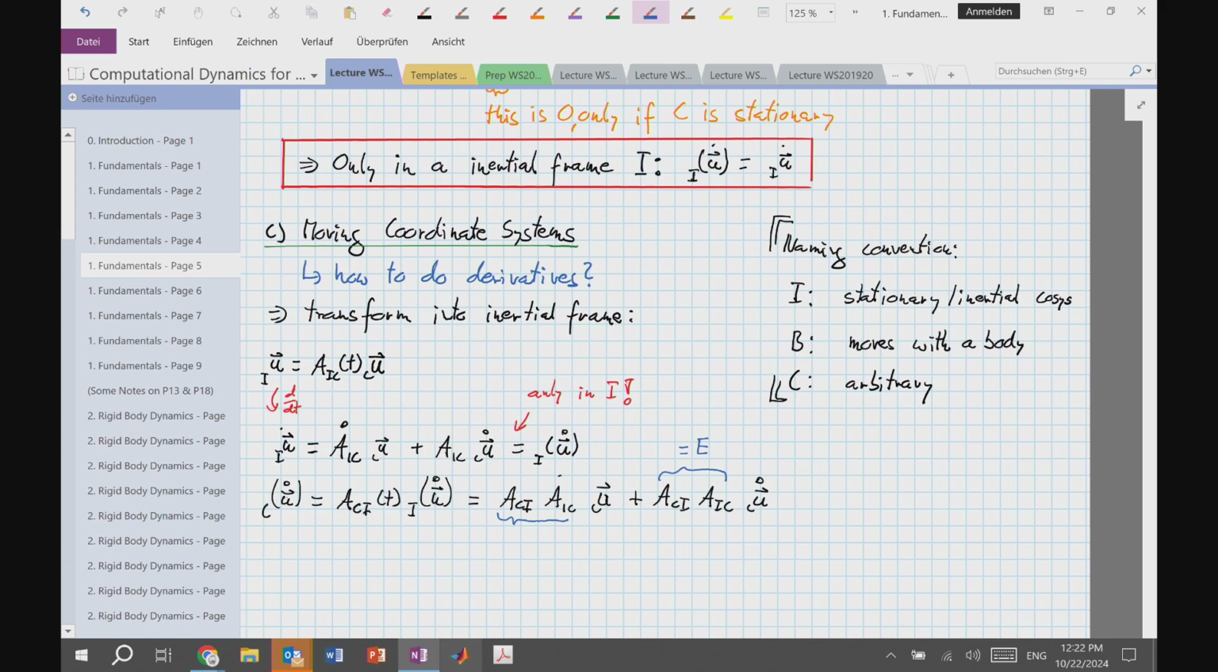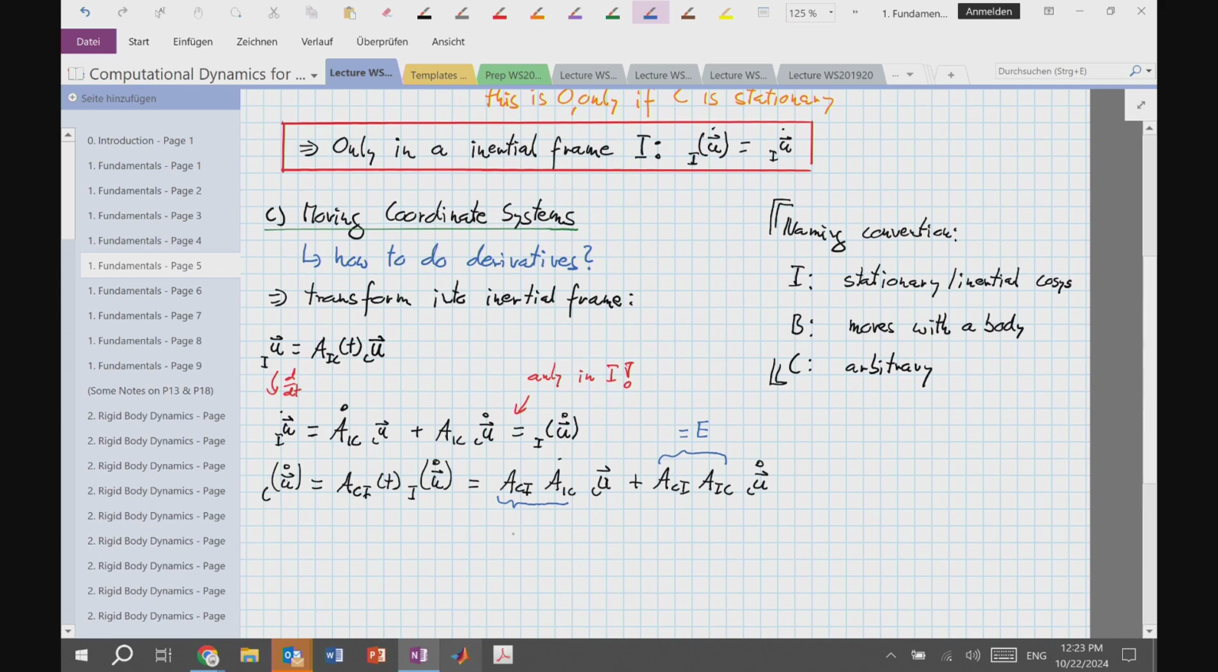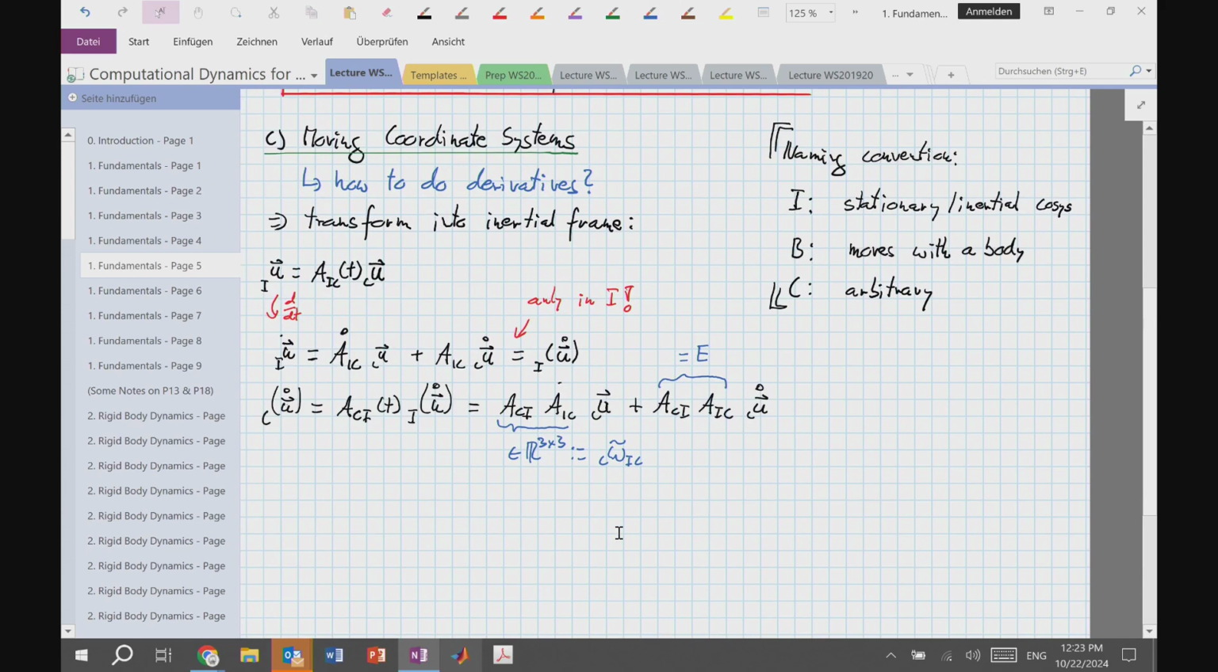Right, we have two 3x3 matrices that we multiply with each other. Don't be fooled by the fact that one has a dot on top. If I take the numerical time derivative of a 3x3 matrix, I will still have a 3x3 matrix. So a product of two 3x3 matrices is again a 3x3 matrix. I will give this a name, and I will call it omega tilde IC expressed in C coordinates. And we just use that definition for now.